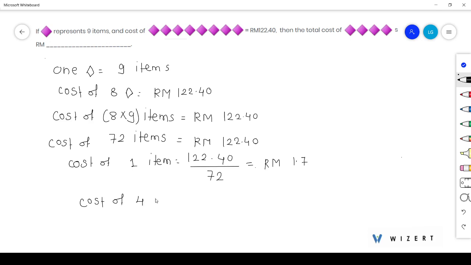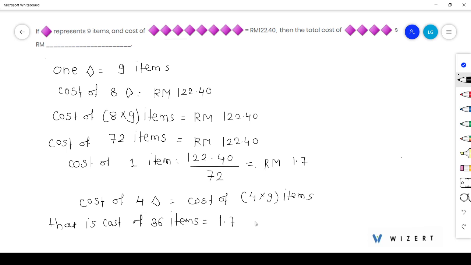So the cost of 4 diamonds equals the cost of 4 into 9 items. That is the cost of 36 items, which is the cost of one item, that is 1.7 RM, into 36. So it will be 61.2 RM.